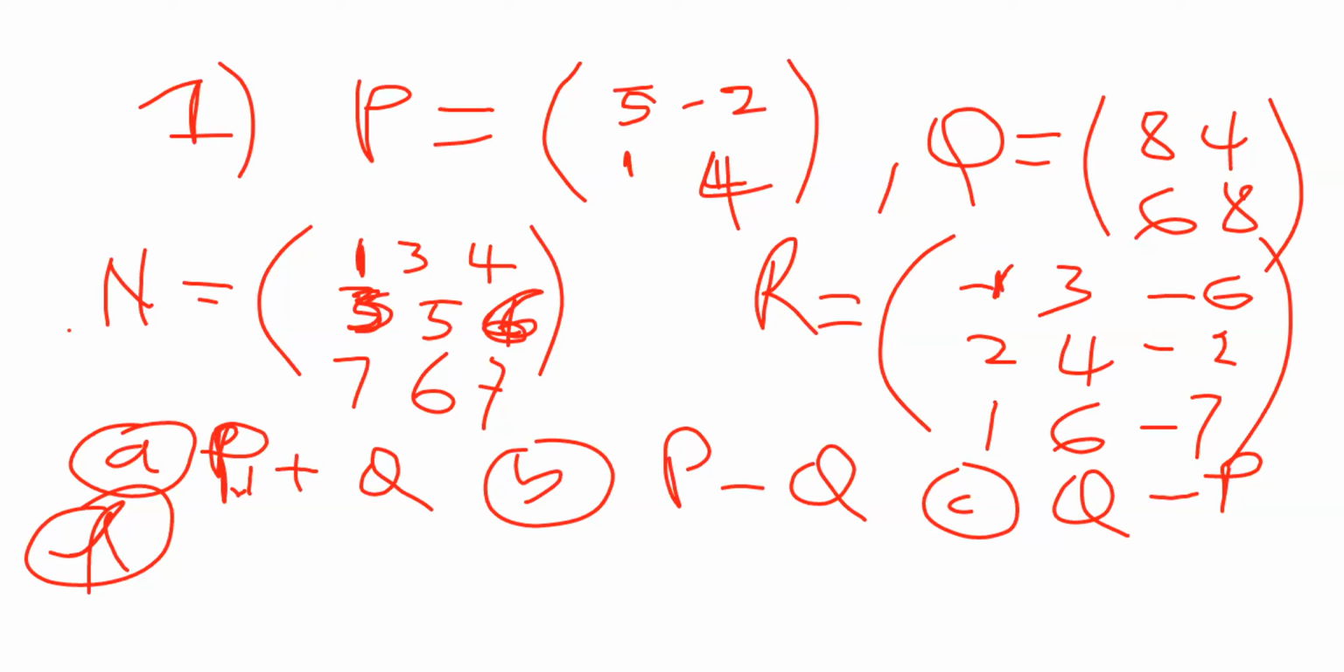Let me quickly explain that one. R plus P. If you look at matrix R, it is a 3 by 3 matrix. Matrix P is 2 by 2. There's no way we can add them together. Is it clear? So the answer for that one is impossible. That's how to handle it.